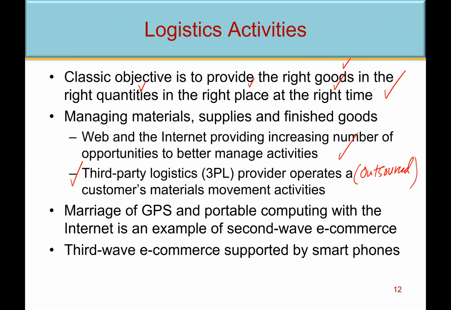So the marriage of GPS and portable computing. The integration between GPS and portable computing with the internet is an example of the second wave of e-commerce. It means the customer and seller are able to provide the accurate location of the goods while in transit. That is good for transportation planning. The third wave of e-commerce is supported by smartphones, which means using mobile apps for tracking purposes.